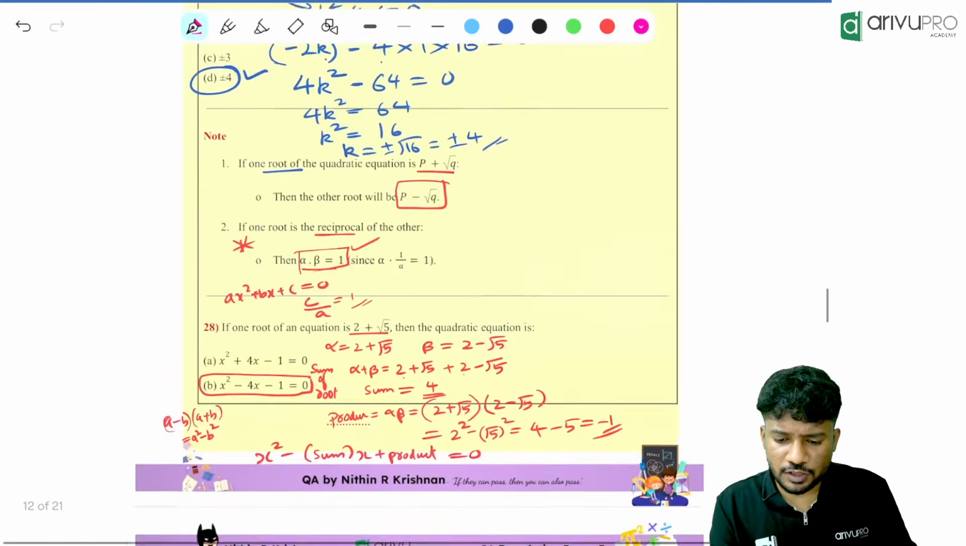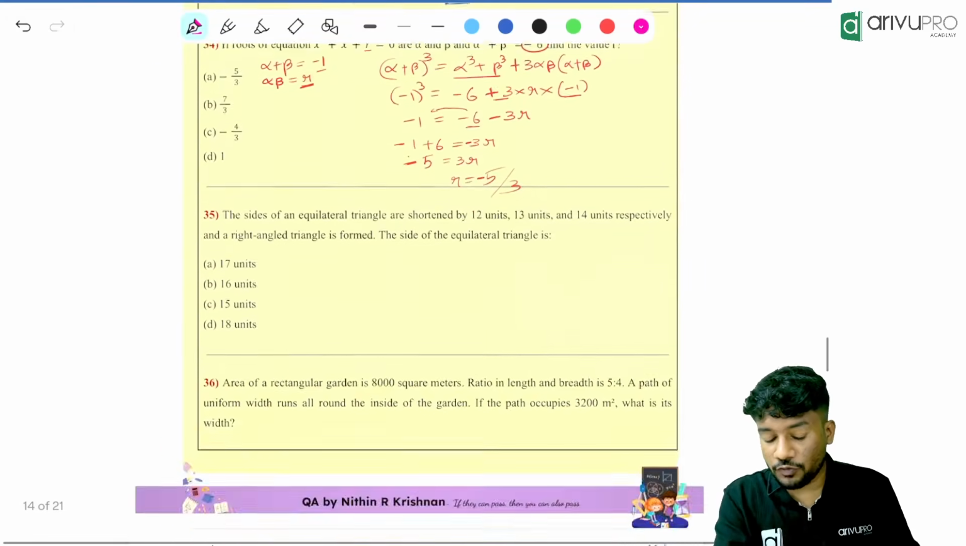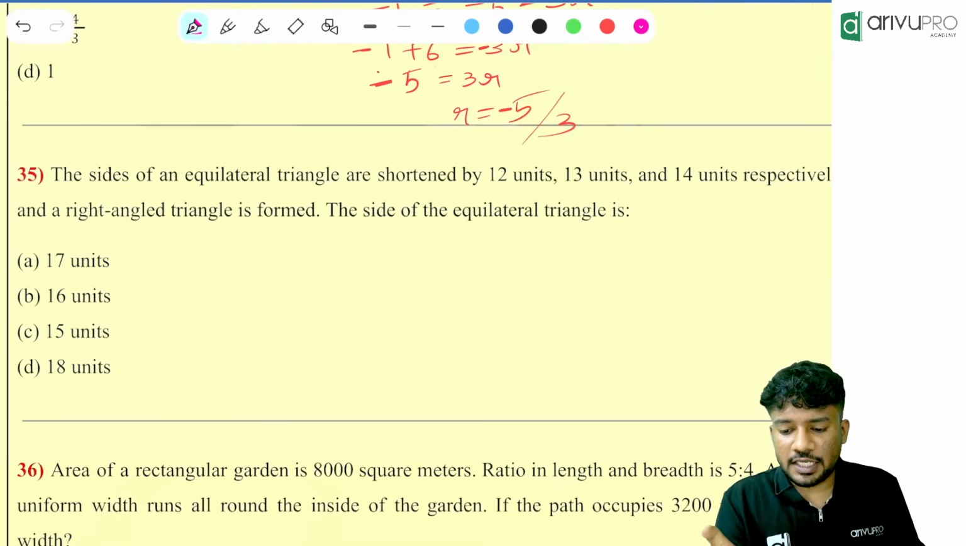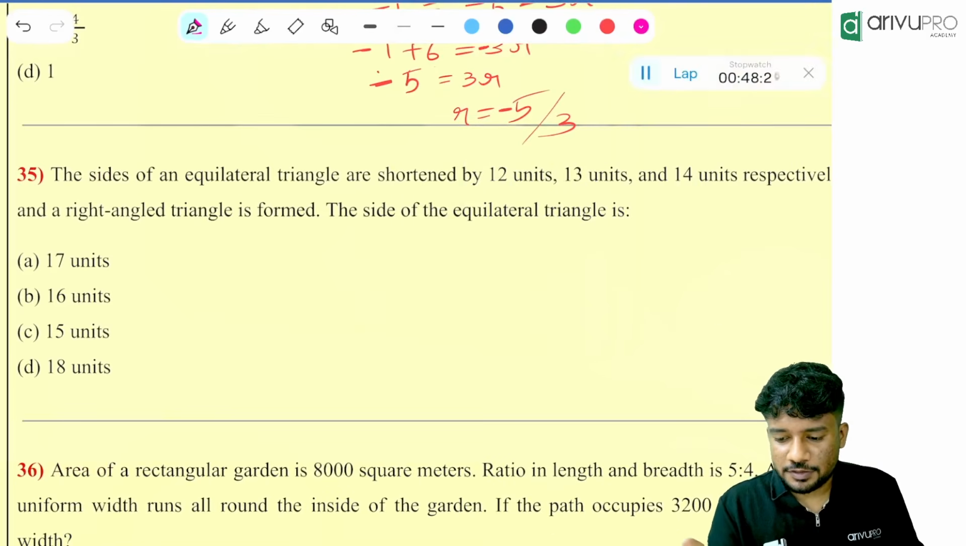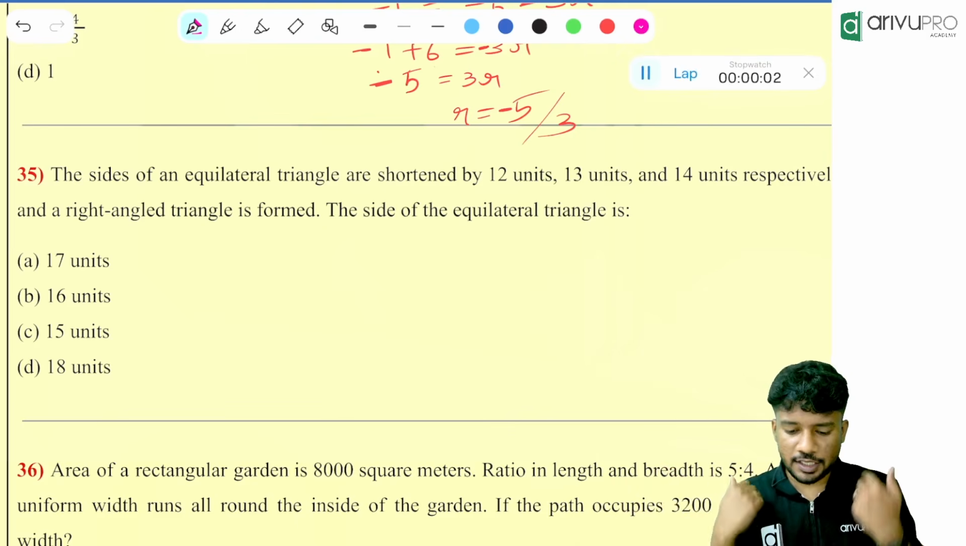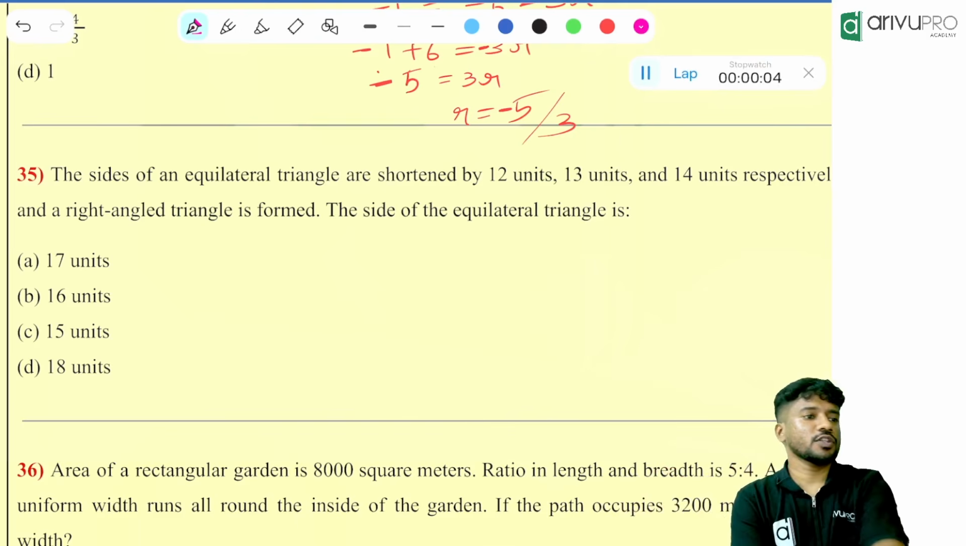Everyone, are you ready for the final 3 questions? 3 or 4 questions, I guess. 4 questions are there. Can anyone try and tell me? I will give you 1 minute. You can try, then I will do it along.